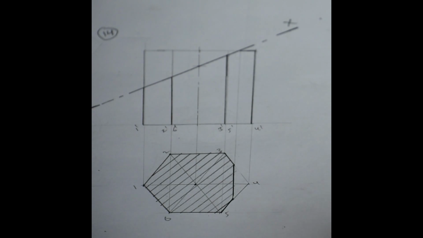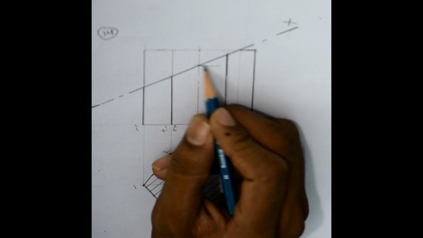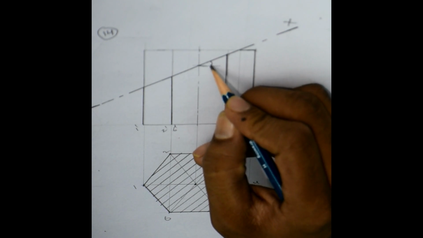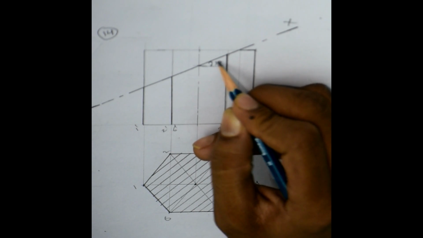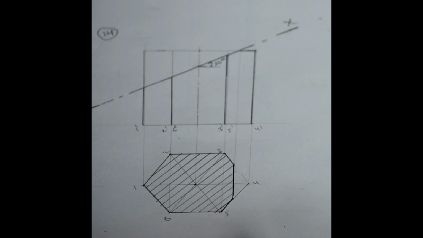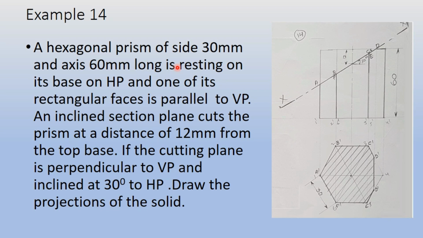And as for the dimensioning part, you can give the angle here, which is 30 degrees, and the axis side and the base side. This is the final solution of example number 14. As you can see here, when the inclined sectional plane cuts the prism, this portion was left and all this is in hatching lines, because this section has been removed, this portion has been removed. And you can observe 12 mm here.